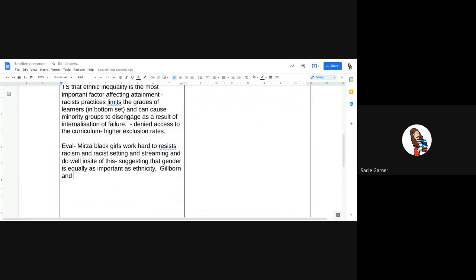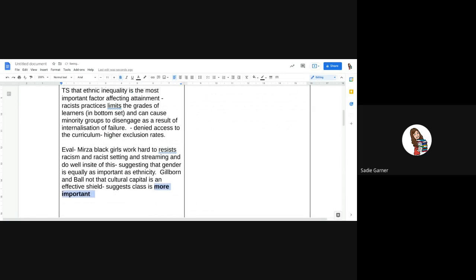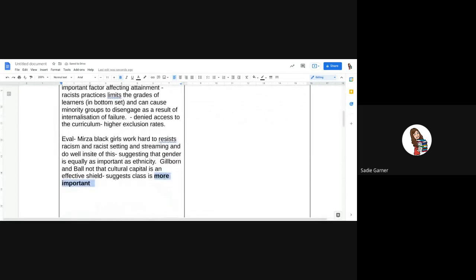Furthermore, Gillborn and Ball note that cultural capital is an effective shield. That suggests class is more important. If you've got cultural capital, that suggests class is more important. As students can achieve despite racism with cultural capital. Again, we're trying to link back to the question. I know I've given you two evaluation points there, but it gives you a bit of range.